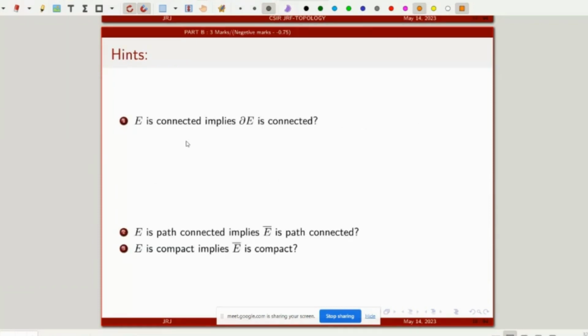Now, if E is connected, does it imply that the boundary of E is connected? No, ma'am. Can you give a counterexample? Closed [0,1], yes, you can take closed [0,1]. What will be its boundary? Its boundary will be the set {0,1}, which is not connected. So this option you can eliminate. Now, E is path connected. Does it imply E closure is path connected? And E is compact. Does it imply E closure is compact?